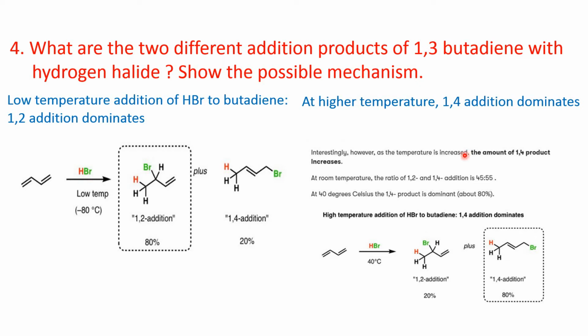Now at higher temperature 1,4 addition dominates. So when the temperature is increased, say 40 degrees centigrade, more than room temperature, in that case this 1,4 addition product predominates. See, at room temperature, the ratio of 1,2 and 1,4 addition is 45:55. But at 40 degrees centigrade, the 1,4 to 1,2 ratio is 80:20. That means 80% 1,4 product is obtained.